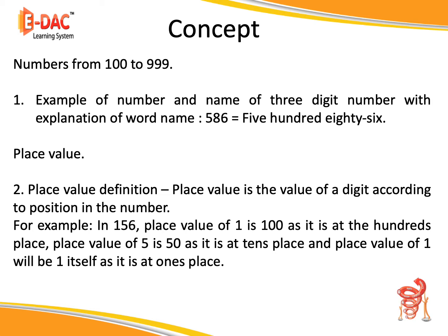For example, in 156, place value of 1 is 100. Do you know why? Because it is at hundreds place. Place value of 5 is 50 because it is at tens place. And place value of 1 will be 1 itself as it is at ones place.